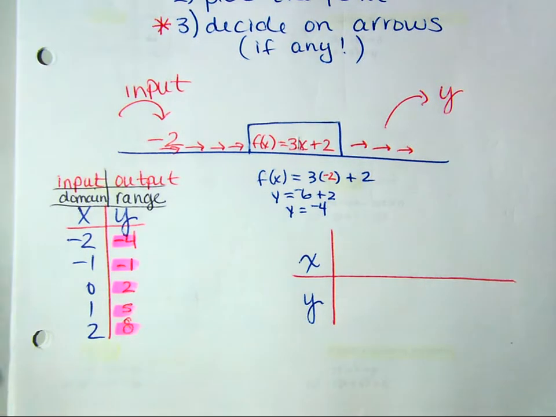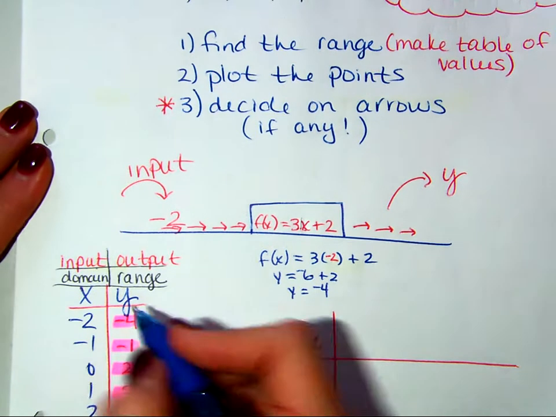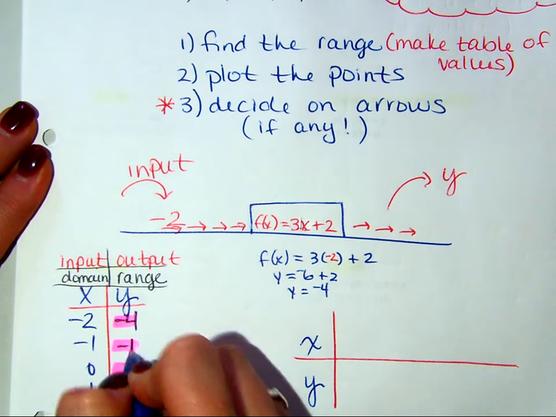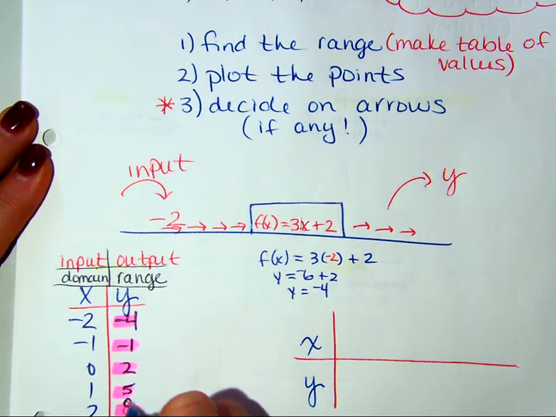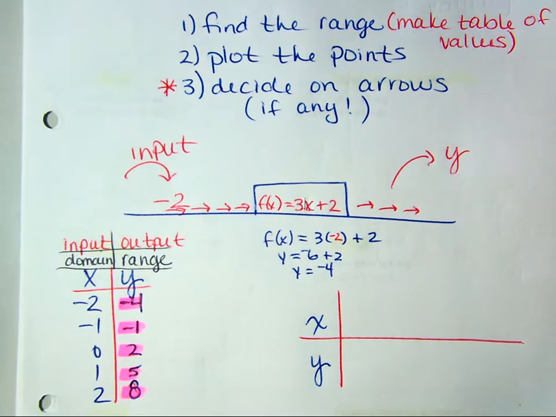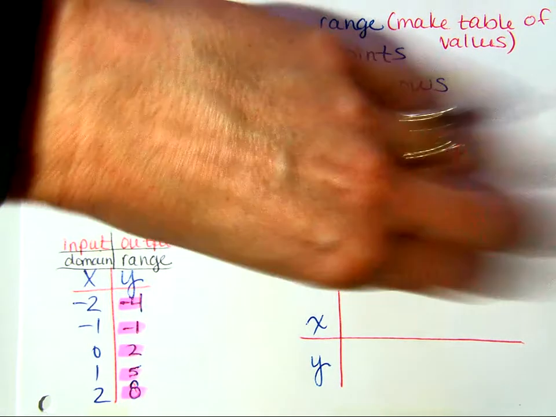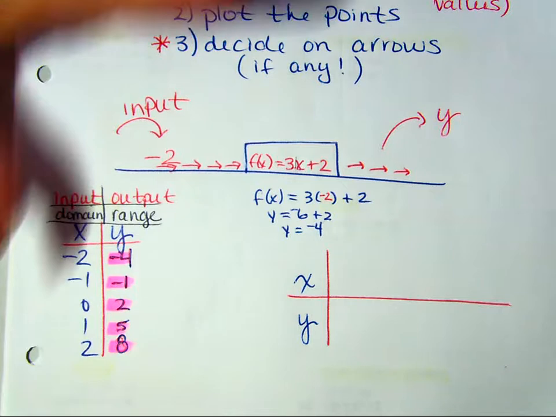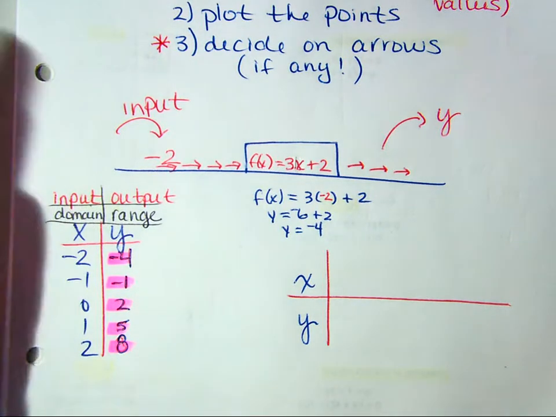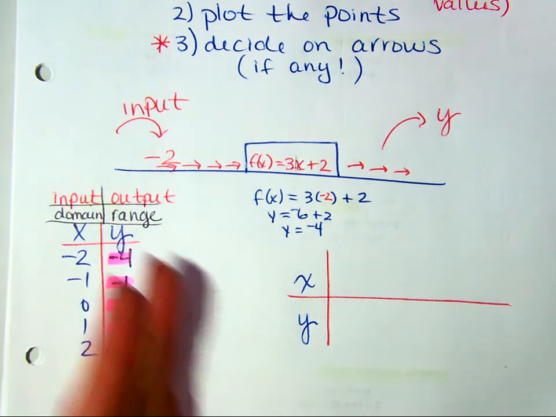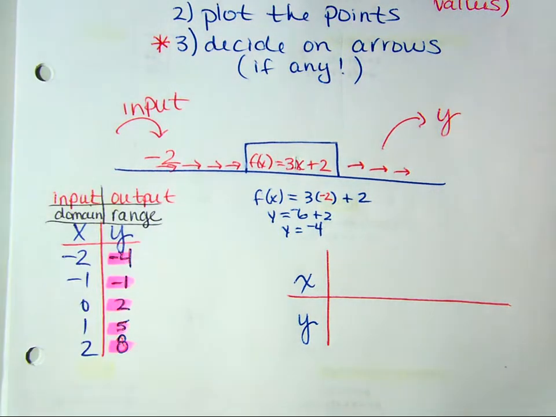All right, I just did step 1. I made a table of values. Not sure if you can see those. Okay? So there's my table of values. This machine is kind of just a little side note explaining how you get the range. Input the domain, output the range. Now, we have to plot our points.